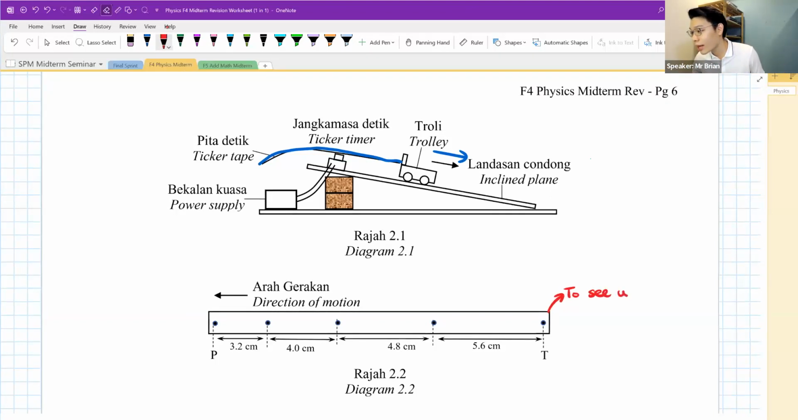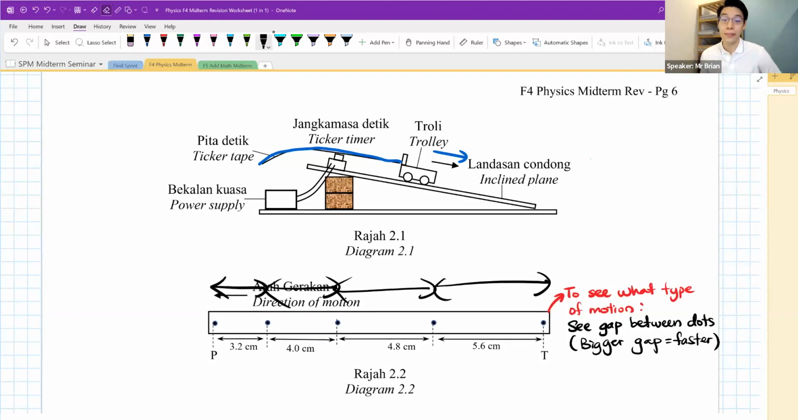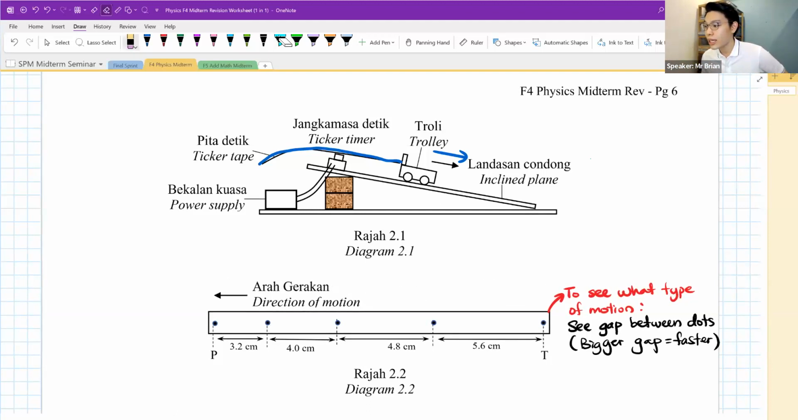You write this down. To see what type of motion, a simple solution I give to you without any calculation, you just have to see the gaps between the dots. Because bigger gap means faster. If the gaps become bigger and bigger, it's speeding up, right? If the gaps are all the same, never speed up. If the gap becomes smaller and smaller, that one is called slowing down, deceleration, right? So in this case, it is speeding up. The gaps are getting bigger, meaning it's getting faster and faster.